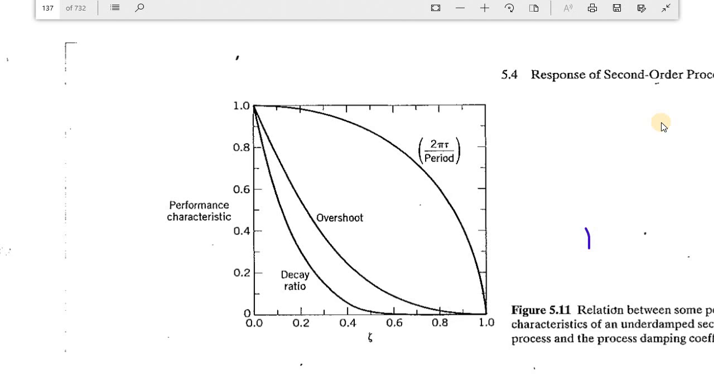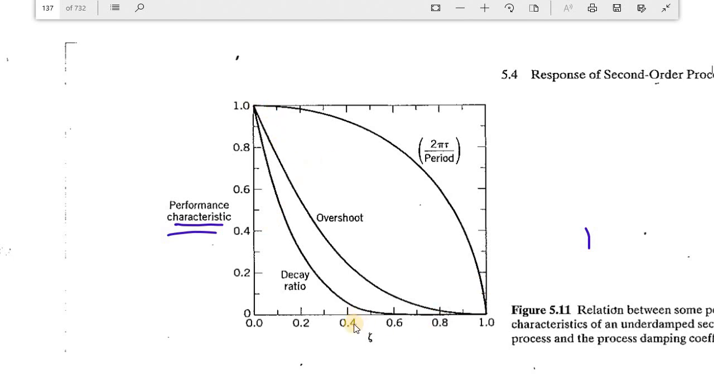Okay, so what do I have here? If I know the overshoot, here's the performance characteristic. This is the figure for decay ratio, overshoot, and 2 pi tau over period. If I'm talking about overshoot, I'm talking about this line only. If I'm talking about decay ratio, I'm talking about this line only. If I'm talking about the period, I'm talking about this line only.